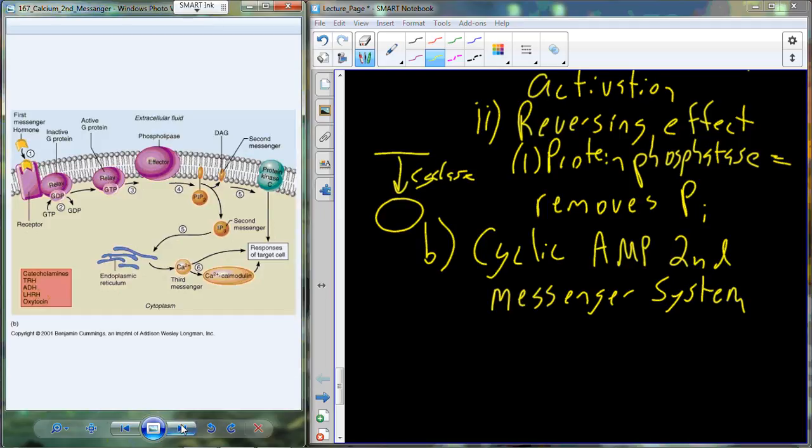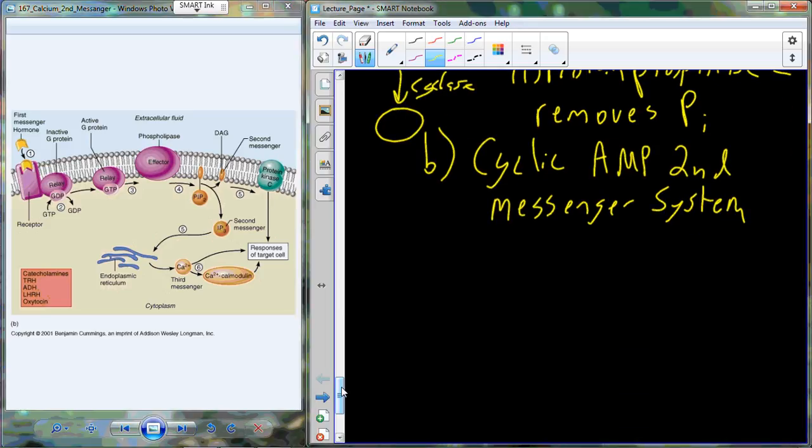Last system here that I'm going to tell you about is the calcium second messenger system. And really, there's going to be two molecules that you need to know about here that if they show up, you're going to be like, oh yeah, that is a calcium second messenger system. The two molecules are going to be phospholipase C and protein kinase C. Okay? So if you see phospholipase C or protein kinase C, instantly think calcium.